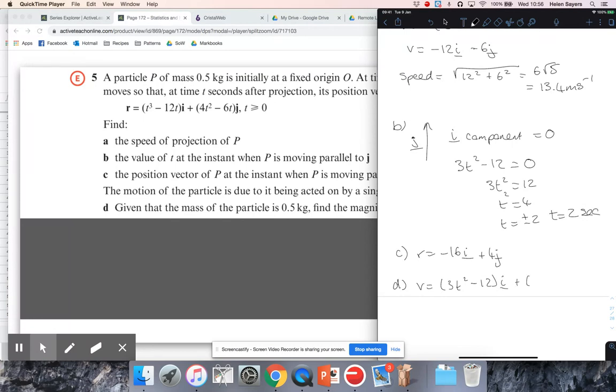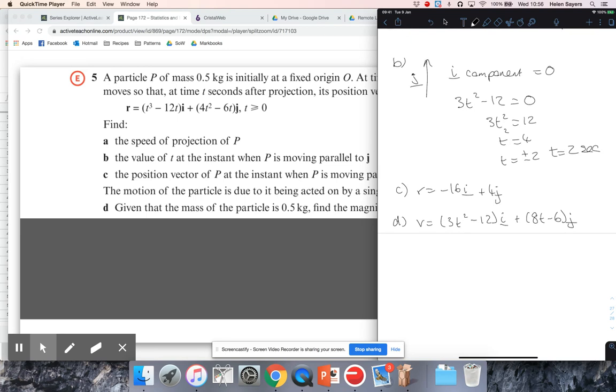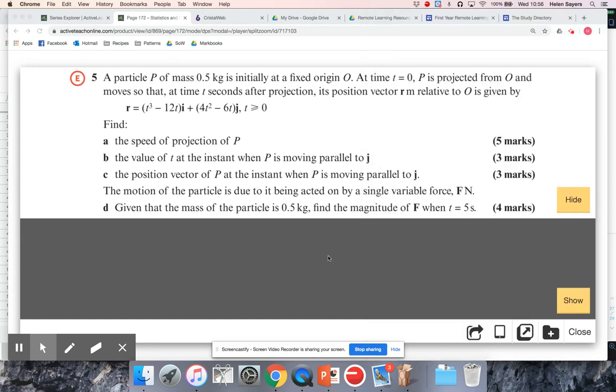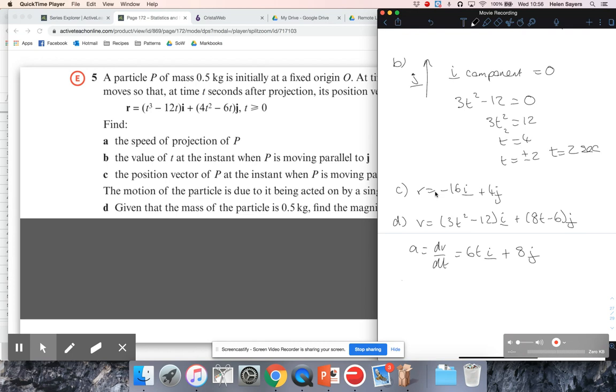And 8t minus 6. So I'm going to get mini marks for this part of the question because I already had that. Acceleration is going to be the differential of that. So 6t, and then the minus 12 is going to differentiate to nothing. 8t is going to differentiate to 8, and the minus 6 will differentiate to nothing. So that's the acceleration. I could find the force in terms of t, and that would work fine, but I'm going to sub in t is 5 and get the actual specific acceleration at that point. So when t is 5, that's going to be 30i plus 8j.